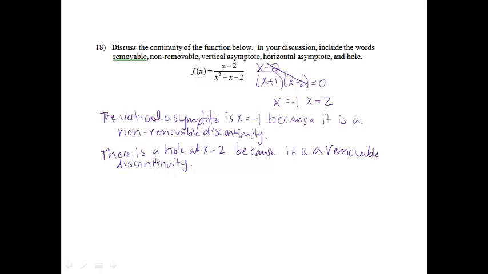Okay, the next discussion that I'm going to have, let's see, I've used the word removable, I've used the word non-removable, I've used the word vertical asymptote, I've used the word hole. The only thing I haven't discussed is the horizontal asymptote. I know we find horizontal asymptotes by finding the limit as x approaches infinity, so I will do that. Just rewrite my function here.